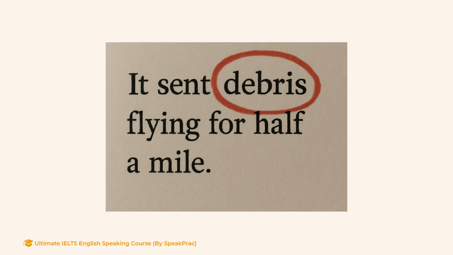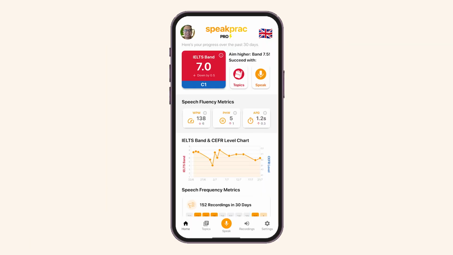Now, just knowing this isn't enough. You need to use it to own it. This is the perfect time to use the SpeakPrac Freestyle button. Hit Speak from the bottom menu bar, and your only goal for the next 30 seconds is to use that new word, debris, correctly in a few sentences. You'll focus on pronouncing it correctly as well as using it in the right context.